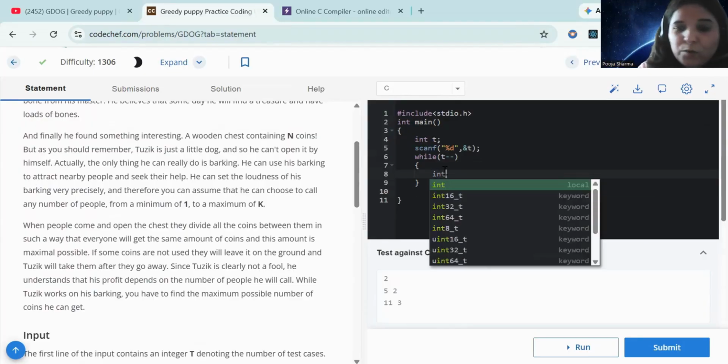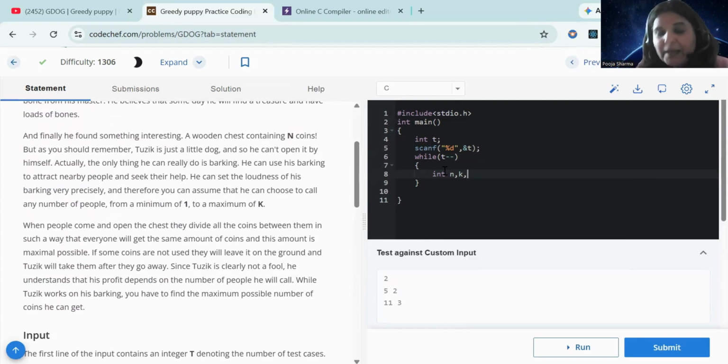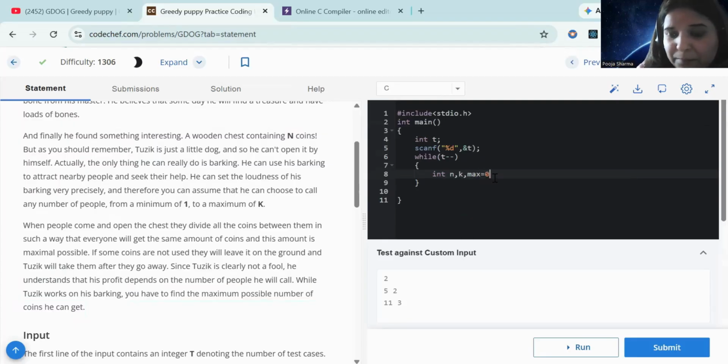So here I have to use n, number of coins. K is a number of people he can call, right? And what you need to find, you have to find the maximum possible number of coins that he can get. Maximum possible number of coins he can get, right? So for that, I also need one variable named maximum, wherein I put everything, and a, where I compare and put the remainder. Because how we can find whether it's maximum or not, that we will take care of later on. But using the modulo method, we can find it. Okay. Now, we have taken n, k, max, a.